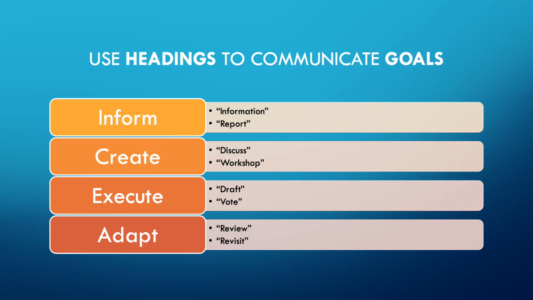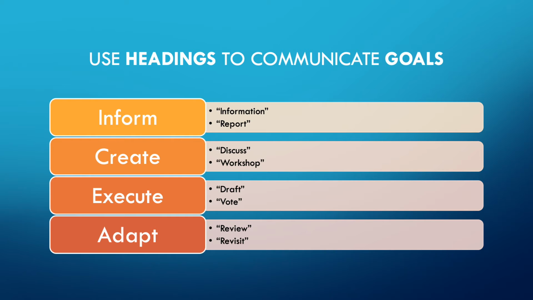I recommend using headings to communicate goals. So each agenda item should have some type of heading explaining what is going to be done at that time. And you can use words that relate to the goals that you mean to achieve. For example, using the term report suggests that that particular agenda item is about information and that the attendees should expect to receive information and be prepared to digest it.